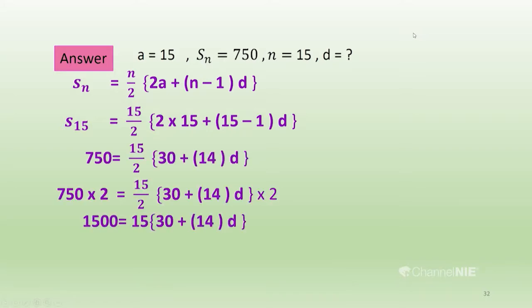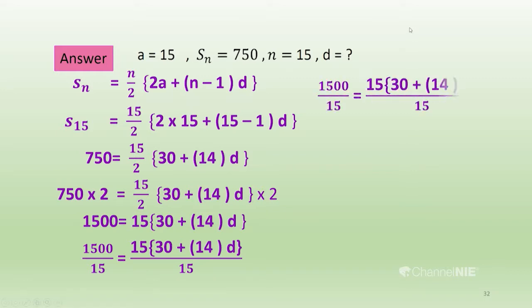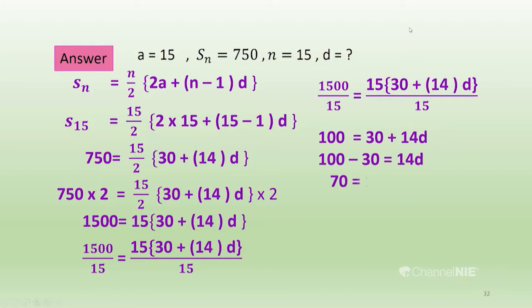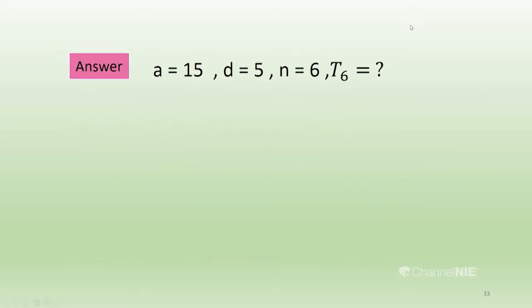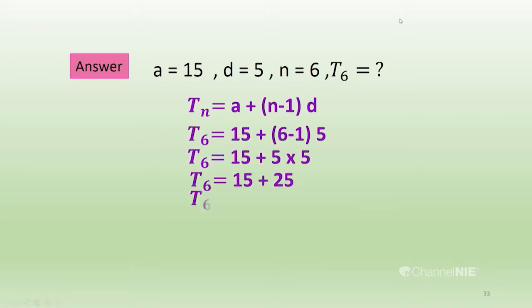From there I got the common difference by simplifying. We have to simplify it and we get d equals 5. So common difference is 5. If you know the common difference and the first term, you can find any term. Here our target is finding the 6th term. To find the 6th term we can apply Tn equals a plus n minus 1 d. Using that we get T6 equals 40. Then we got the answer.